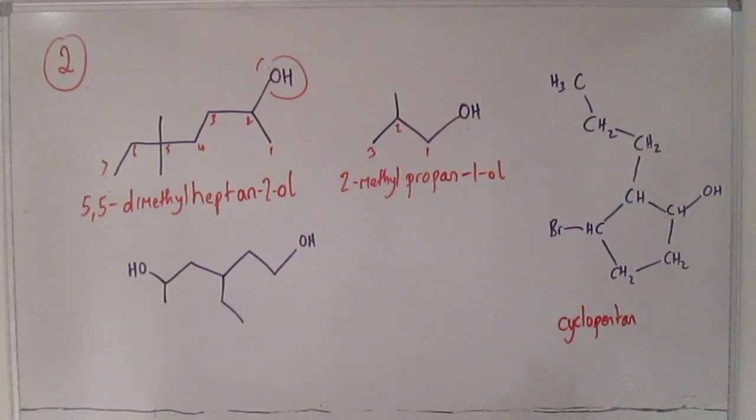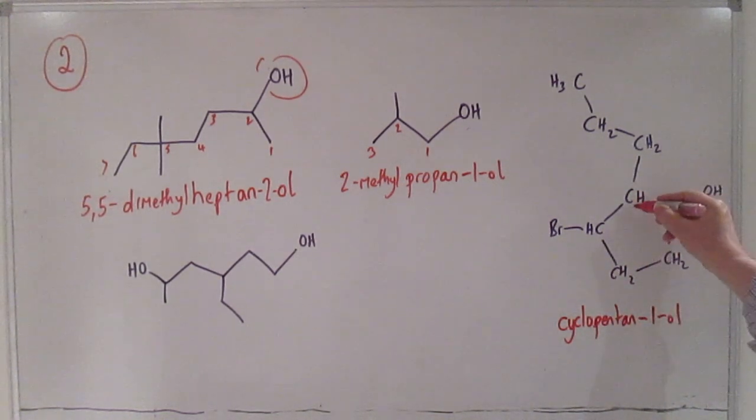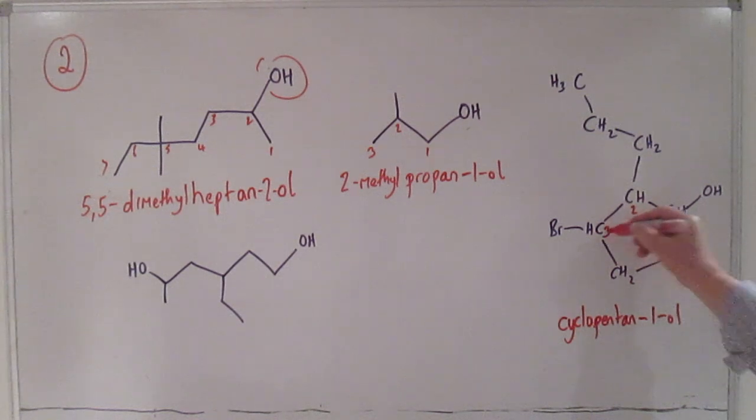Now, we've got to get the numbering right within the ring, and again, we stick with this principle that we want to get the number of the OH, the number of the ending, as small as possible. So we're going to call that carbon 1. So cyclopentan 1-ol, with the OH attached to carbon 1. And then we want to keep the numbers for the other 2 groups as small as possible, so we go that way around the ring, not this way. So that will be 2 and that will be 3.